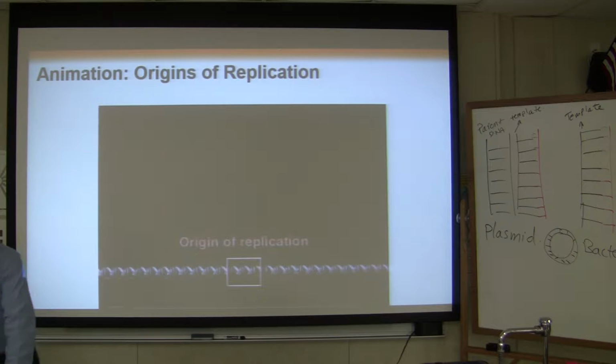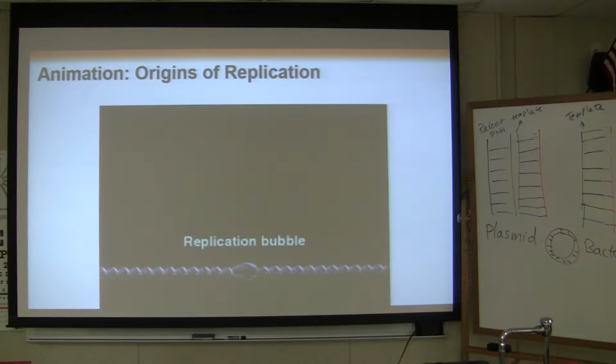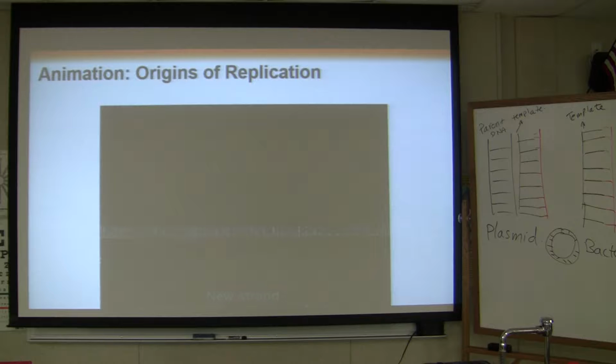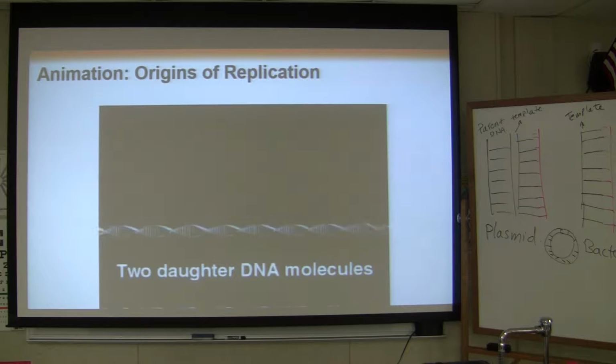Okay, let's see what this video says. Replication of a DNA molecule begins with a specific sequence called an origin of replication. The two strands separate, forming a small replication bubble. DNA replication starts and then proceeds in both directions until the original DNA molecule is completely replicated. Each of the two daughter molecules consists of one old strand, shown in purple, and one new strand, shown in green.